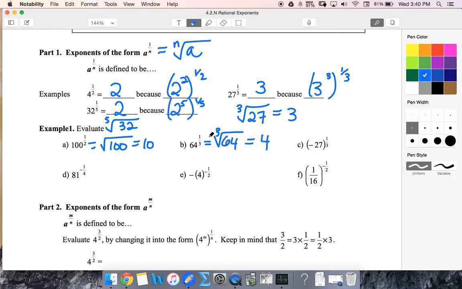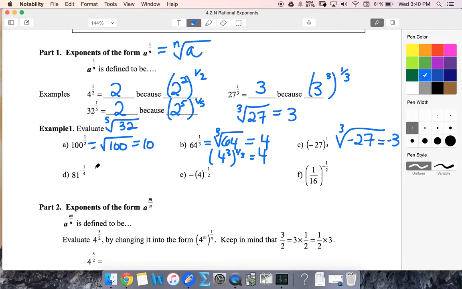And what I'm really thinking about in my head is what to the 3rd power is 64? So 4 to the 3rd to the 1/3, that's just 4. Negative 27 to the 1/3, cube root negative 27. No problem with the negative, that's negative 3.